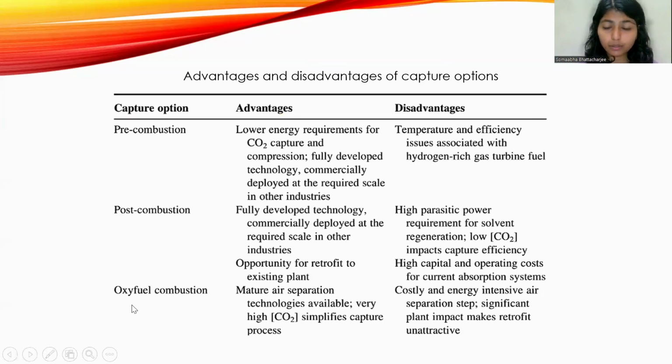The last process was that of oxy-fuel combustion. In this, the advantages are that there are mature air separation technologies available, and the very high carbon dioxide concentration simplifies the capture process. So this means that there is high concentration of carbon dioxide, and therefore it simplifies the capture process. But the disadvantage is that the air separation step is very costly and energy intensive, and significant plant impact makes retrofit unattractive, which means that we cannot use retrofit methods for oxy-fuel combustion.